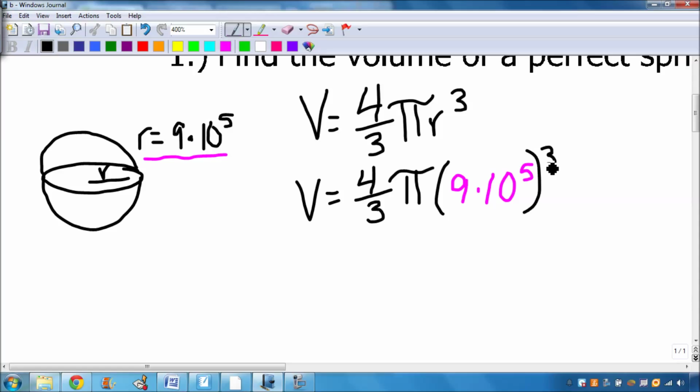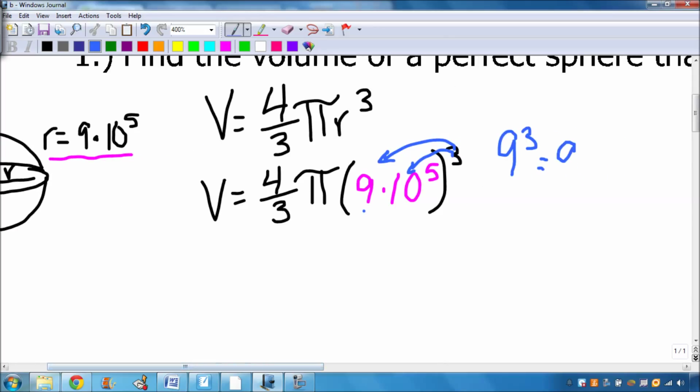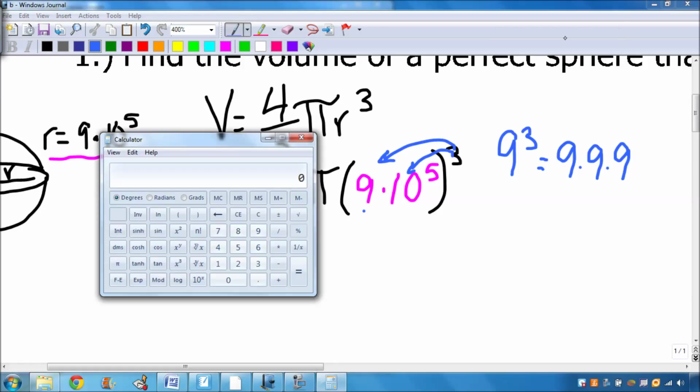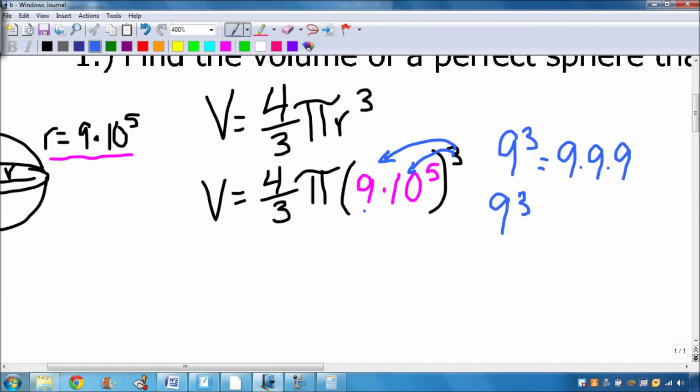Okay, so now here's where things get tricky. Everything inside of here is being raised to the 3rd power. So the 9 is being raised to the 3rd power and the 10 to the 5th power is being raised to the 3rd power. So what this means is I have to figure out what 9 to the 3rd power is. Well, 9 to the 3rd power is just basically 9 times 9 times 9. Okay, so let's figure that out in our calculators. All right, so let's see, 9 times 9 times 9. Okay, which means that I end up getting 729. So 9 cubed right here ends up being 729.